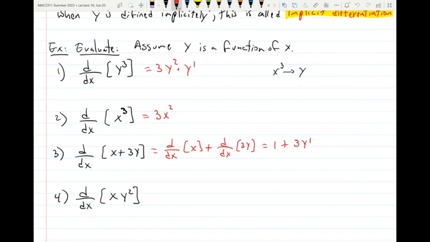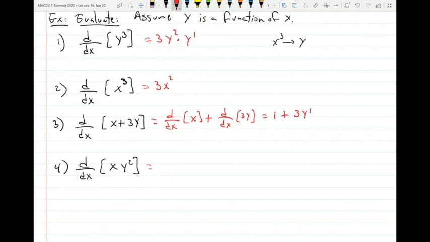Questions? Remember, just keep in mind that y is a function of x. That's all you have to think about, but you don't know what it is. So whenever you need to take the derivative, just put y prime or dy dx. Okay? How about number 4?